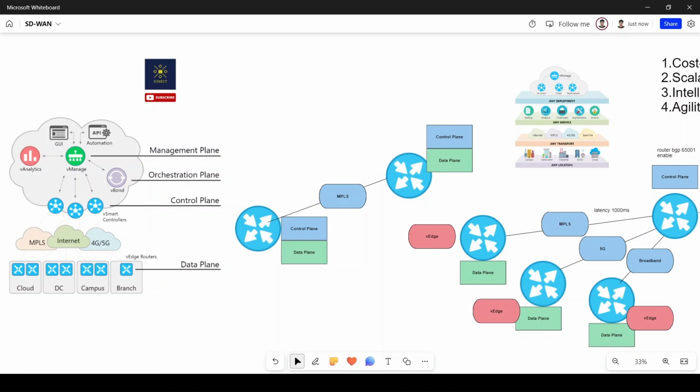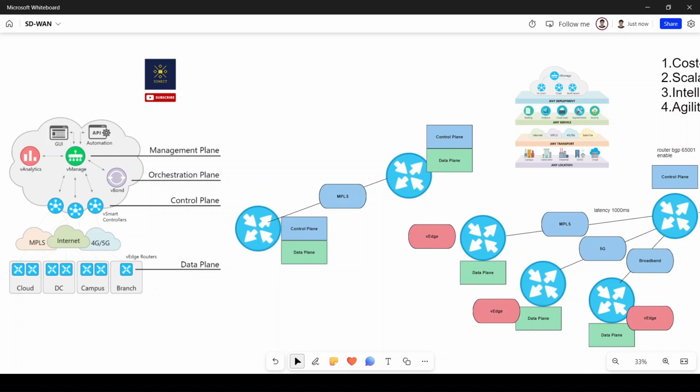vManage enables administrators to easily configure and orchestrate network-wide policies, security settings, quality of service, application performance parameters, and other network settings. It provides a unified interface to define policies, deploy configuration changes, and ensure consistency across the SD-WAN fabric. vManage offers comprehensive monitoring and visibility into the SD-WAN fabric. It collects real-time performance metrics, network health status, application statistics, and other relevant data from the various SD-WAN components. Administrators can view this information through customizable dashboards and reports to gain insights into network performance and troubleshoot issues. vManage generates alarms and notifications based on predefined thresholds or events within the SD-WAN fabric.